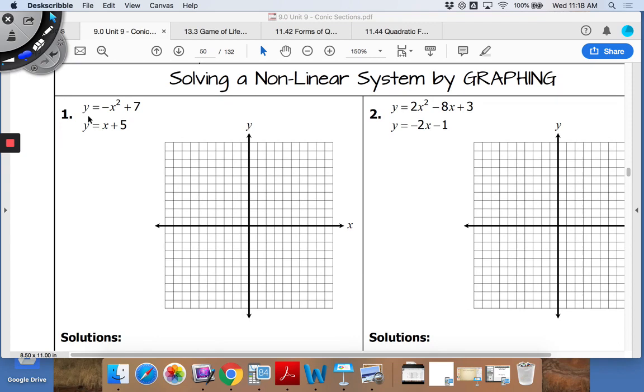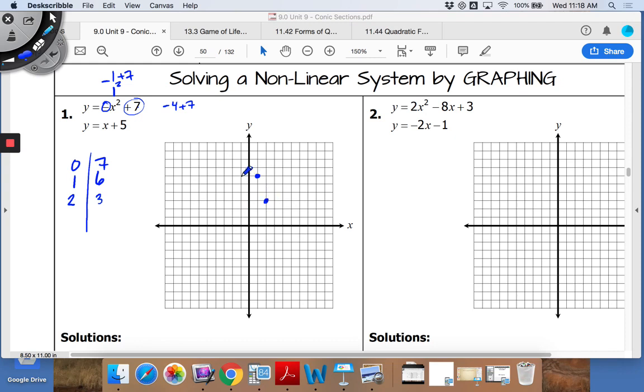So this top equation is a parabola. To graph a parabola, I'm going to start with the y-intercept, which is positive 7. So I know I have the coordinates (0, 7). If I substitute a 1 in place of x, that would give me 1 squared, and then I have the negative in front, so negative 1 plus 7 is 6. So I have the ordered pair (1, 6). I could put a 2 in place, and 2 squared is 4. The opposite of that would be negative 4 plus 7 is 3.